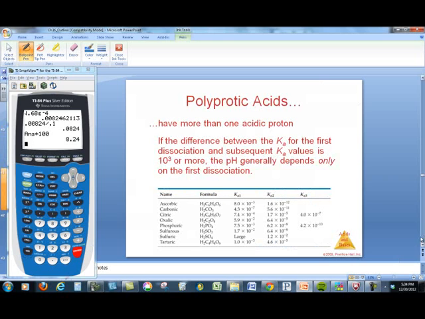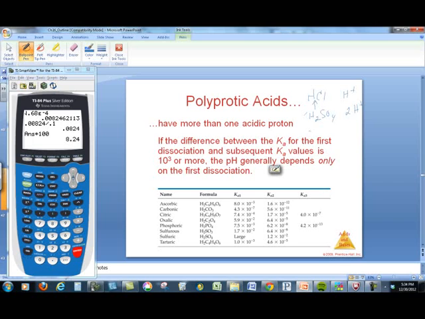Okay, so some acids are polyprotic, right? HCl is monoprotic; each one produces one H+. But I also have H2SO4, which is diprotic, right? It's going to produce two hydrogens. And I could have phosphoric acid, H3PO4, which is triprotic, okay?